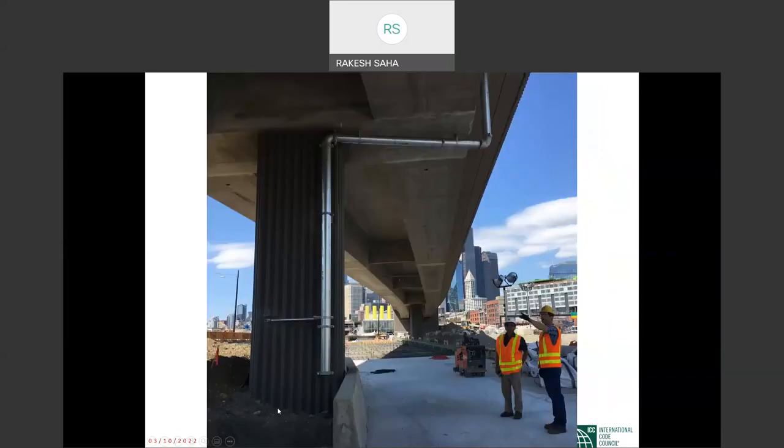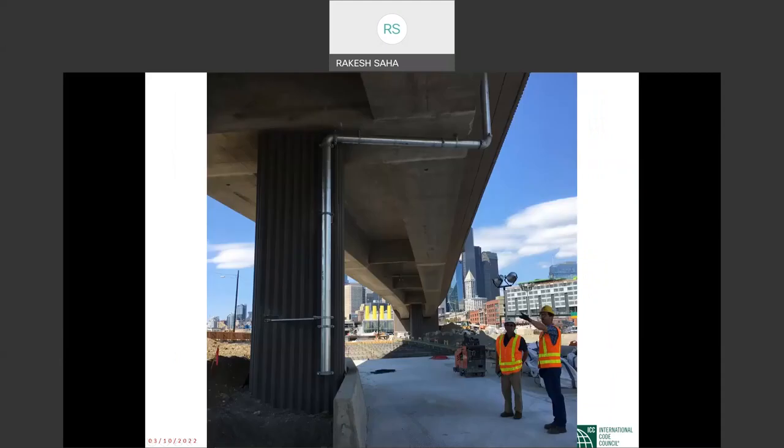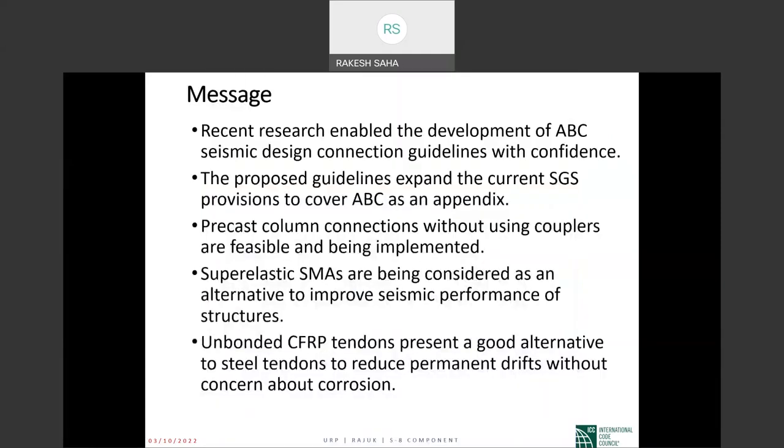Now the bridge was completed. So this is a view of the bridge with the two columns in which we use shape memory alloy bar and ECC in the plastic hinge. And so basically this bridge has been built. Now it's in service. It was put in service over a year ago, and it's functioning fine. Of course, the next major earthquake will show how well it does, but all the laboratory tests have shown that it works well.